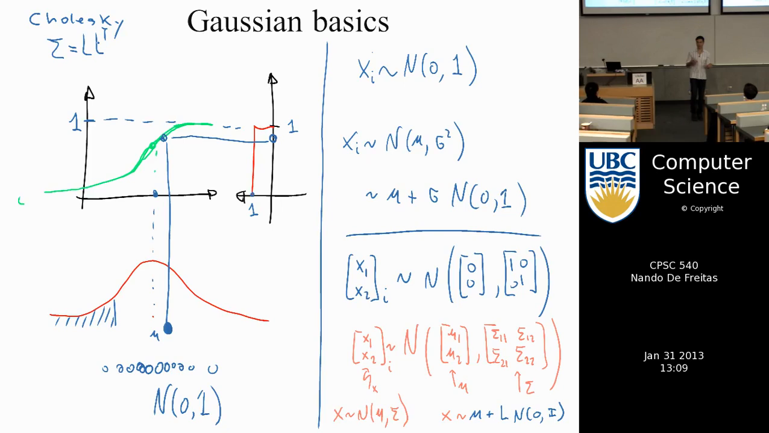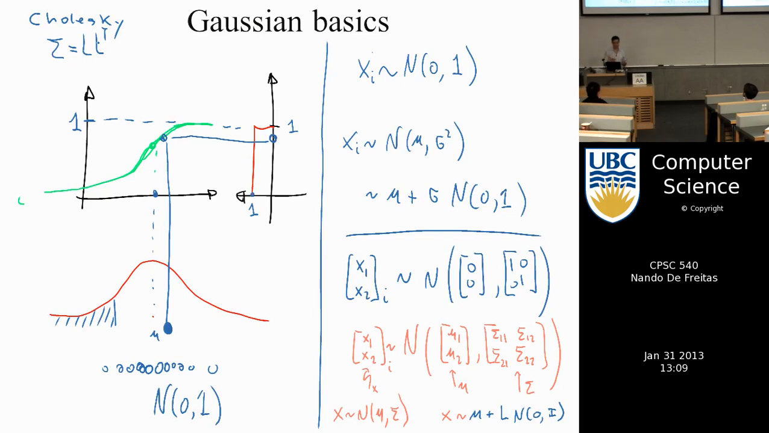The way you compute the Cholesky is very similar to how you do LDU decomposition. So I don't know if you remember, if you have a linear system of equations, we used to manipulate that linear system to map it into a lower triangular matrix, a diagonal matrix, and an upper triangular. Cholesky's procedure is very similar to that.